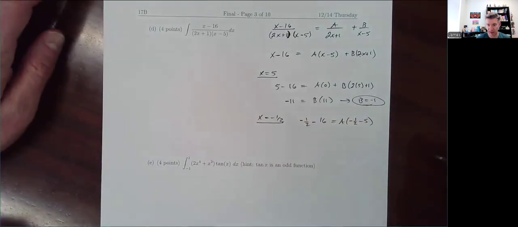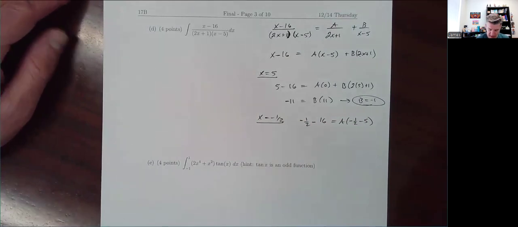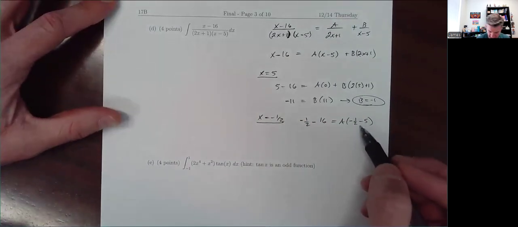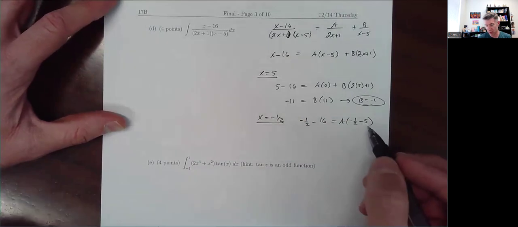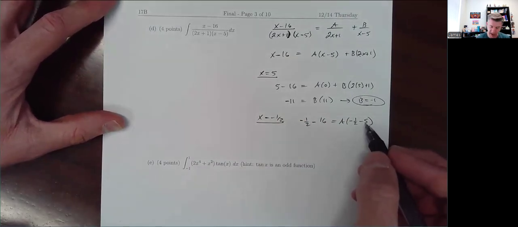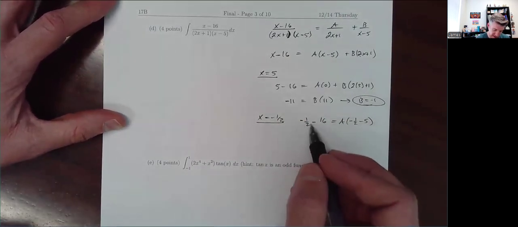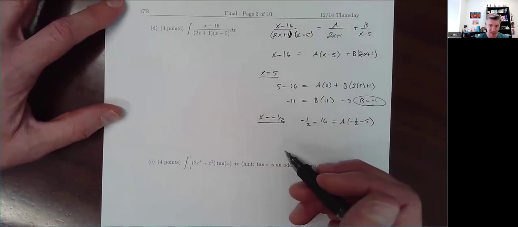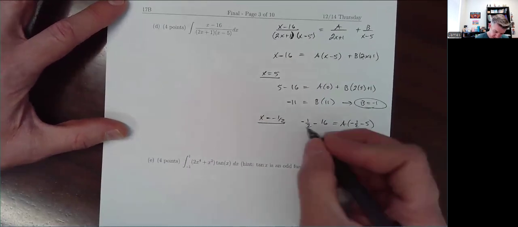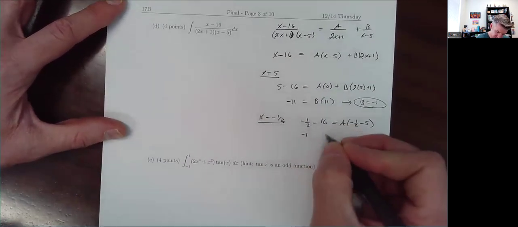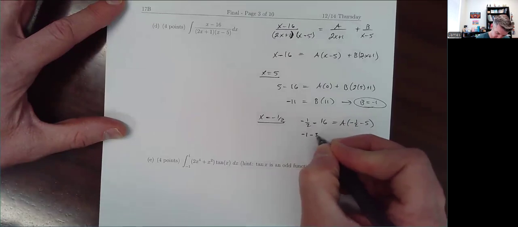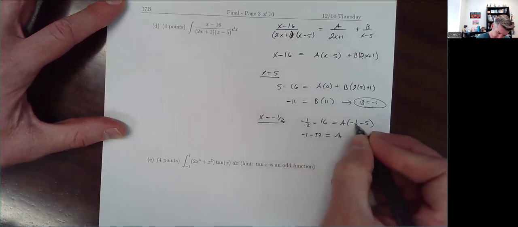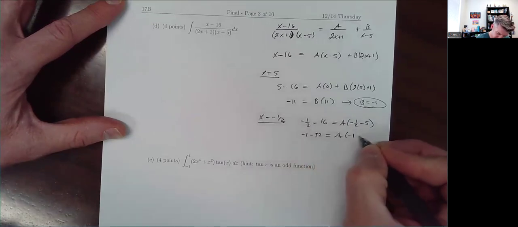A couple ways to deal with this. One way you could think about doing this is by adding this together and getting negative 11 over 2, or negative 5.5. Same deal here, you can get negative 33 over 2. But an easier first step might just be to multiply both sides by 2. You multiply everything by 2: negative 1/2 times 2 is negative 1, negative 16 times 2 is negative 32, negative 1/2 times 2 is negative 1, and negative 5 times 2 is negative 10.